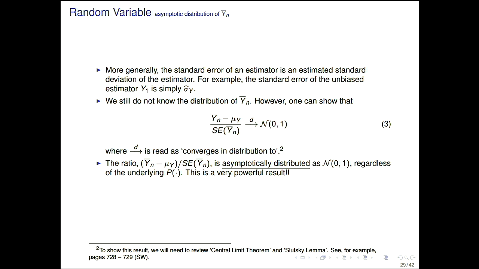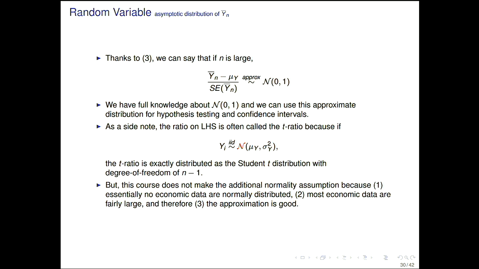Because of this result, equation 3, when the sample is large, we can say that this ratio is approximately distributed as a standard normal distribution. Then we use this standard normal distribution for hypothesis testing and confidence intervals. We can use it for statistical inference. Many people who learned statistics might think that maybe this is exactly distributed as a t distribution when sample size is small, right?